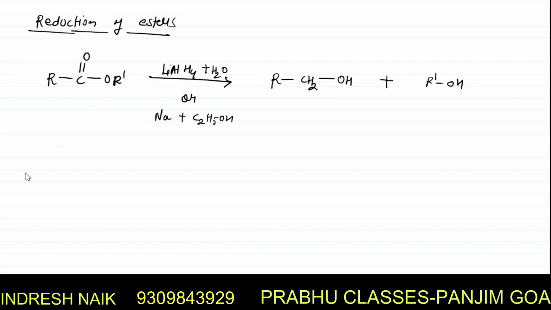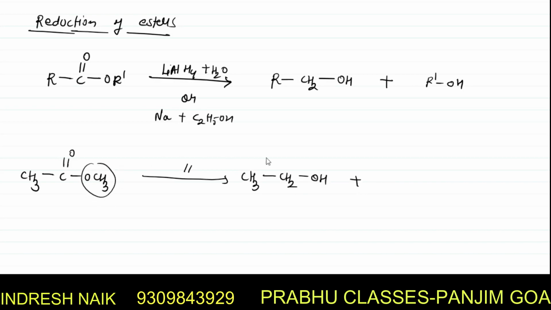If my ester is CH3 C double bond O OCH3, and you use the reducing agents, then it will be CH3CH2OH, and the other is CH3OH. That means ethanol and methanol. So these will be two products.